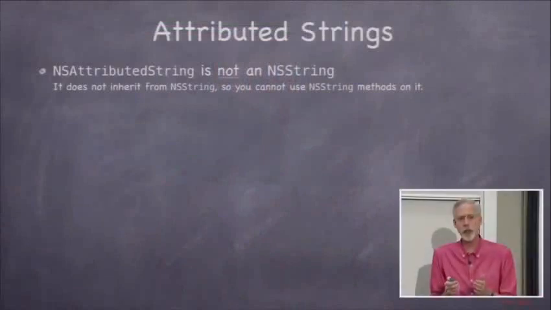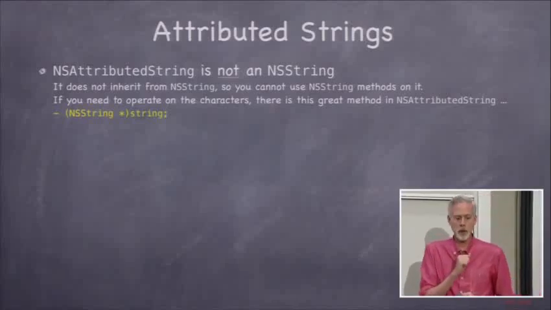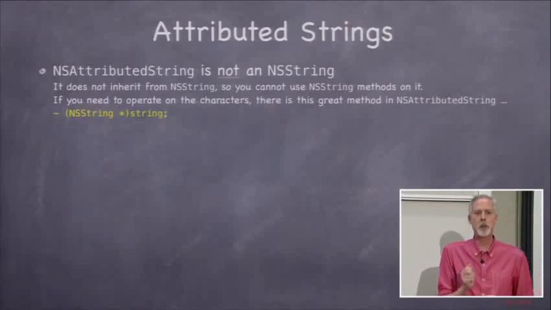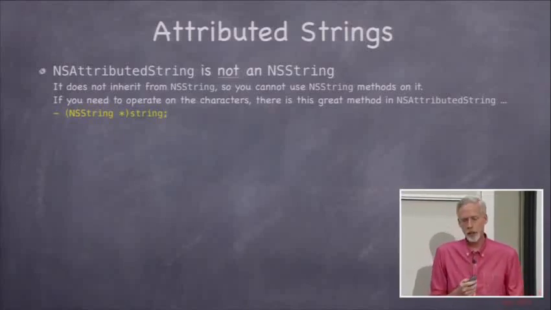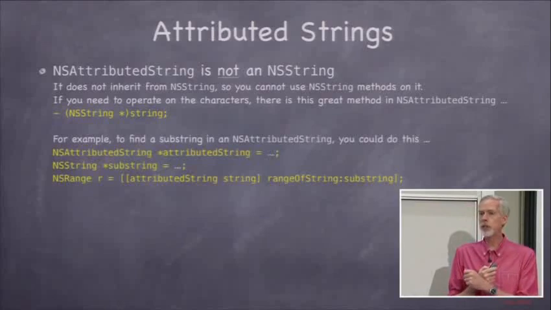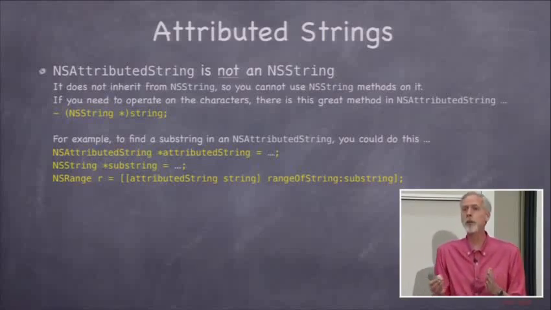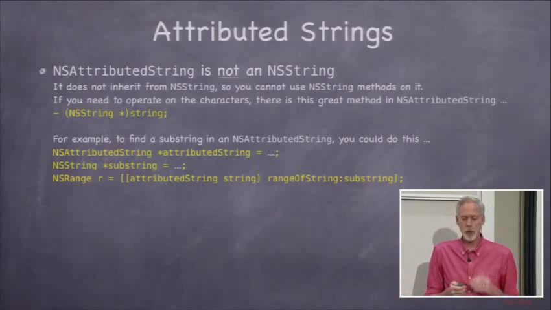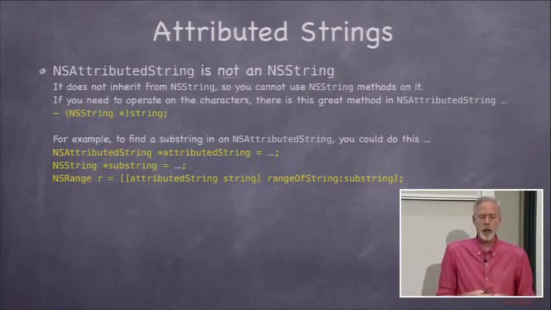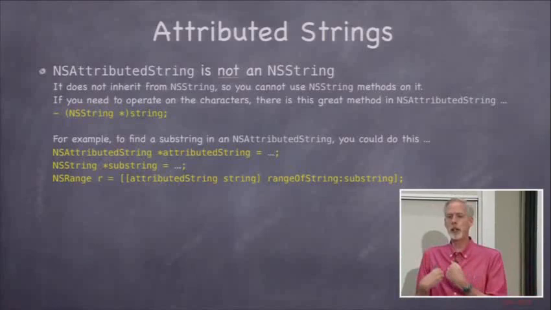So NSAttributedString is not a string, but we want to do string-like things. We want to search for other substrings and things like that we do on a string. So there's a method in NSAttributedString, a really important one, called string. And this will return an NSString that you can then search in or do all the string things you want. For example, there's a method in NSString called rangeOfString, which returns an NSRange that tells you where a substring is in a string. So we can just say we have an attributed string lying around, and we're looking for some substring. We just say attributedString.string rangeOfString, and we'll get the range back.